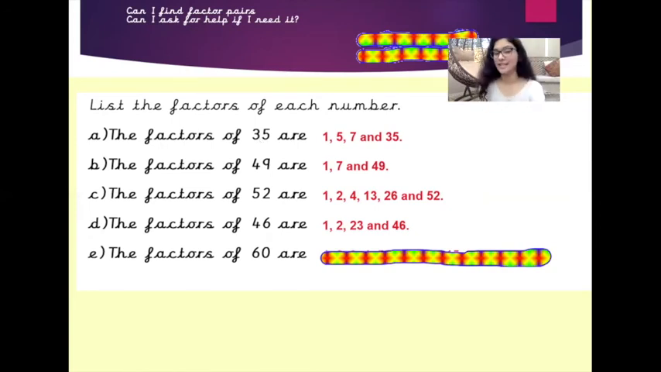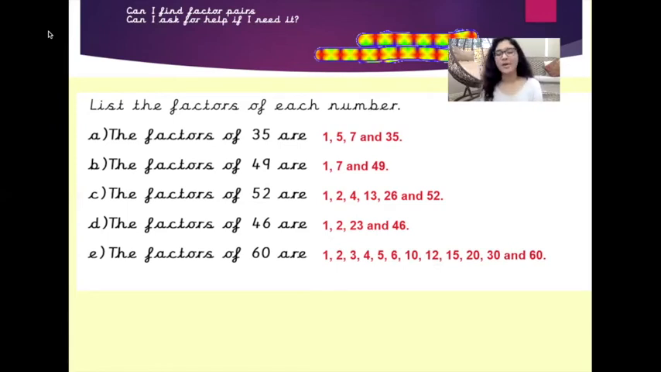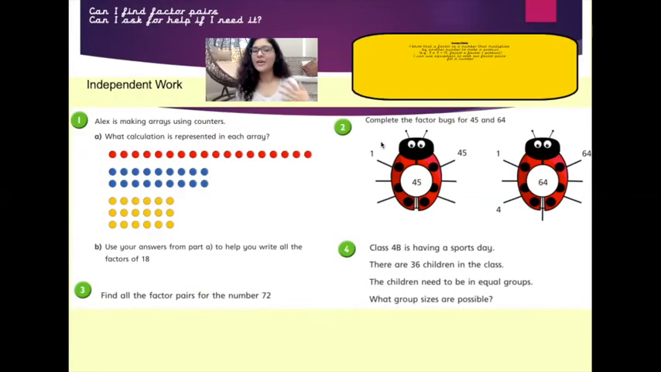The factors of 60 then. Which numbers go into 60? You have 1, 2, 3, 4, 5, 6, 10, 12, 15, 20, 30, and 60 that all go into the number 60. Now, I wonder if you can sense a pattern for these factors, and I'll be looking to ask you in the live. Now, here is your independent work.